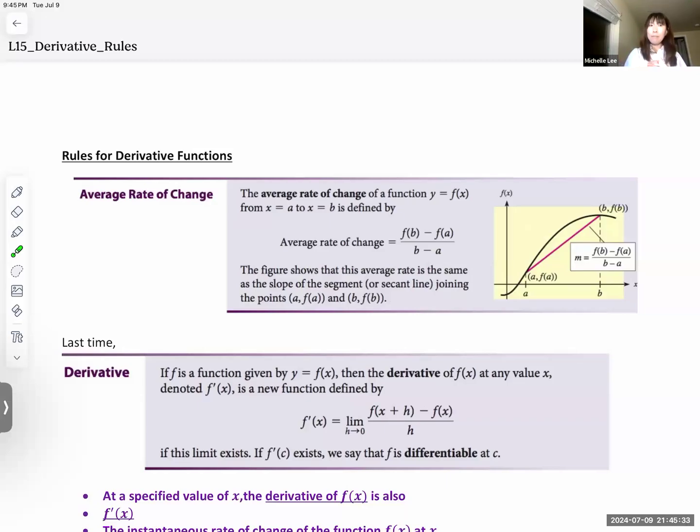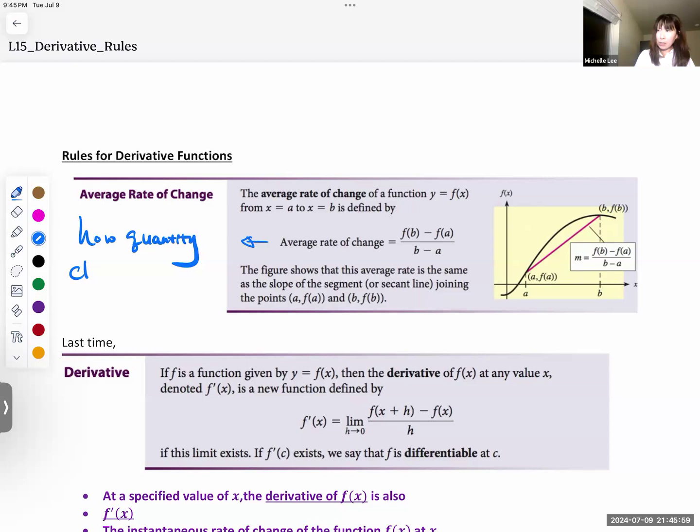Everyone, this is lesson 15, derivative rules. Okay, so last time we learned average rate of change, right? In general, we use average rate of change for how a quantity changes over time. Okay, then this is the formula. I said think slope, right?